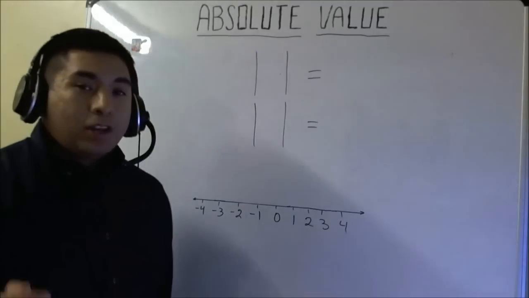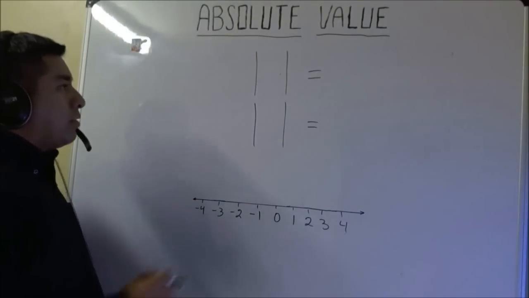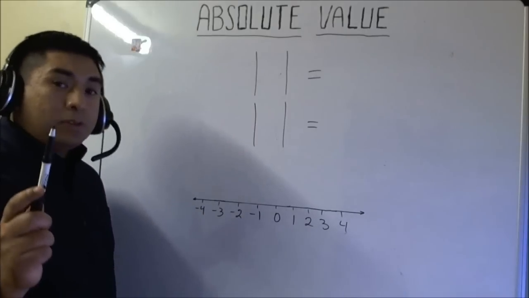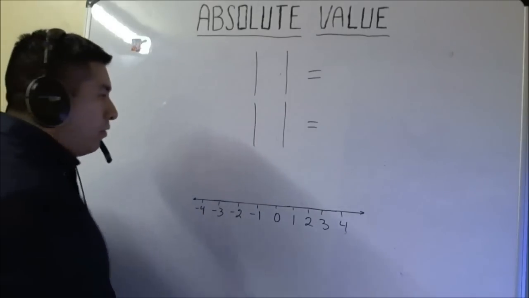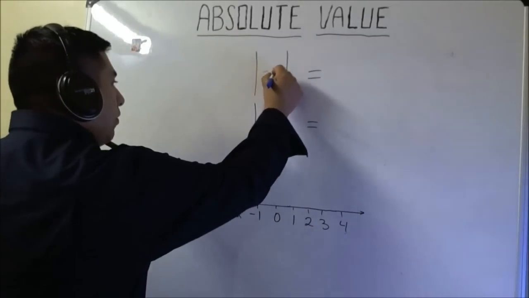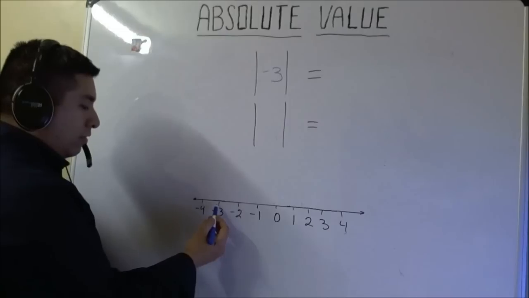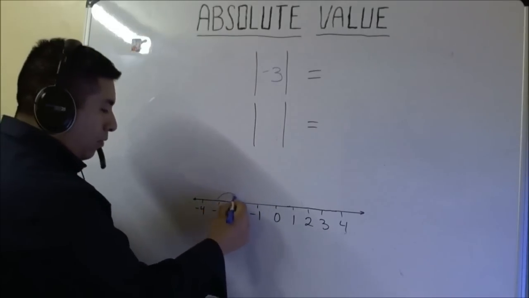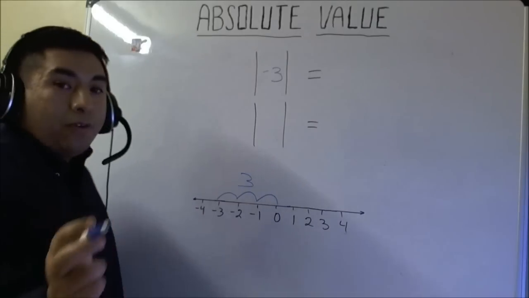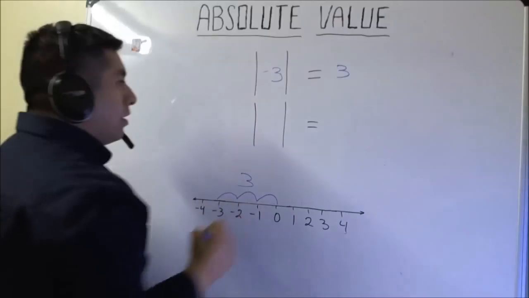Today I'm going to be talking about absolute value, just the basics of it. Absolute value is represented by two vertical lines and it represents the distance between a number and zero. For example, what is the absolute value of -3? Well, what's the distance between -3 and 0? 1, 2, 3. 3 units. Therefore, the absolute value of -3 is 3.